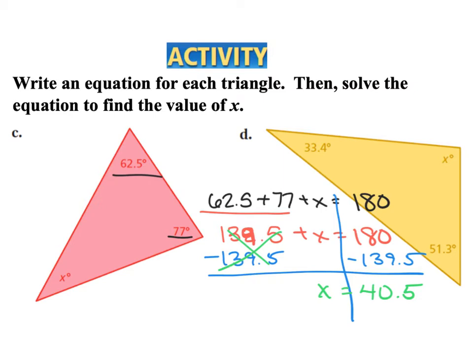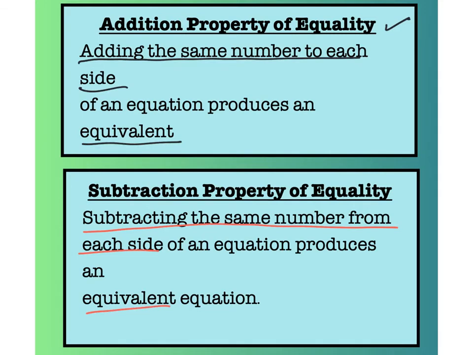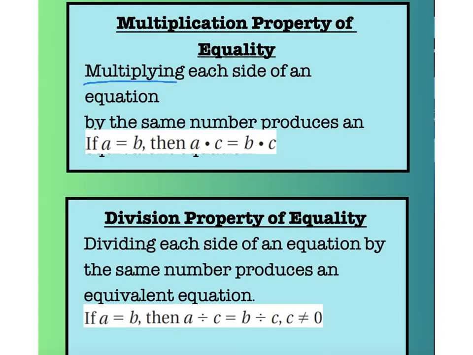Please take out your notebook so you can write some notes. You're not going to write these quite yet. We've got 2 pages of notes, but we're going to put them kind of all together. The addition property of equality basically means you add the same number to each side of the equation and it still stays the same. Subtracting the same number from each side where it still stays the same. Next page, same thing. Multiply each side of an equation by the same number and it still stays the same. Dividing each side by the same number still stays the same.